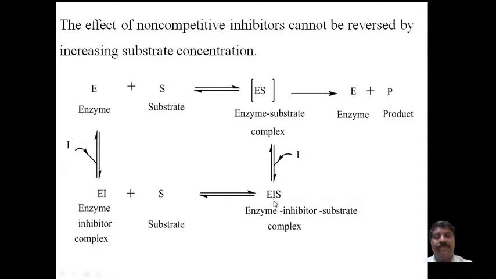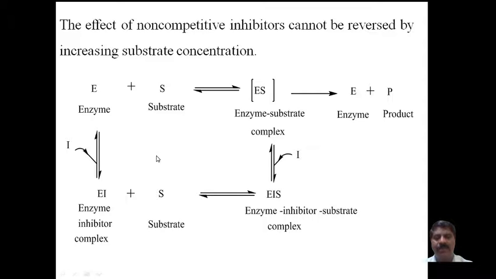There is an enzyme, an inhibitor, and a substrate. This further decomposes and eliminates the inhibitor, the enzyme-substrate complex is formed, and it further decomposes and forms the product. Otherwise it immediately breaks and goes back to the reactant. Even if the substrate concentration is increased, it cannot be reversed. This type of reaction is called non-competitive inhibition.